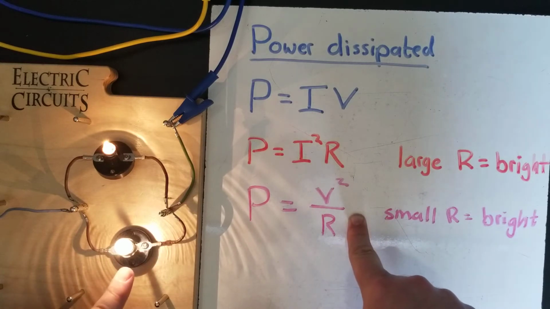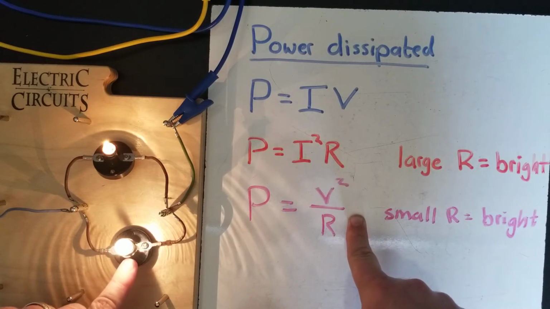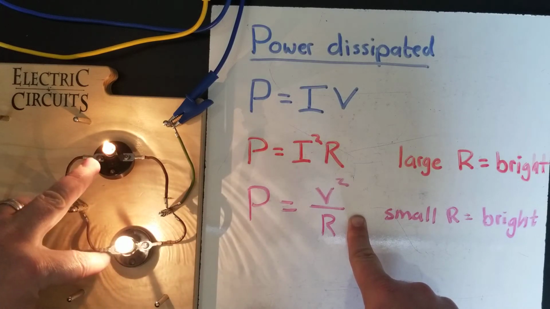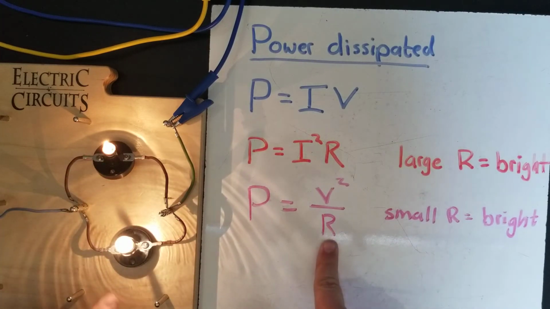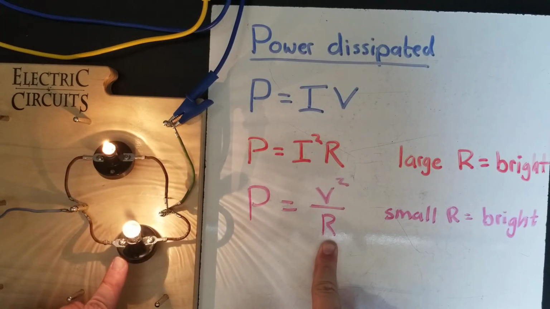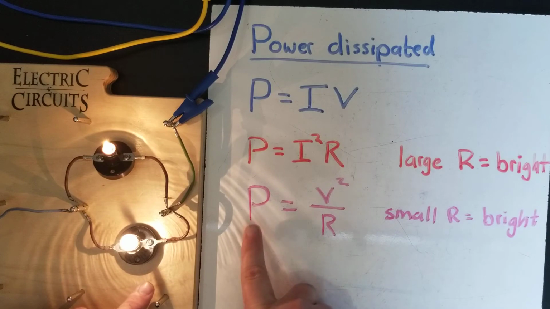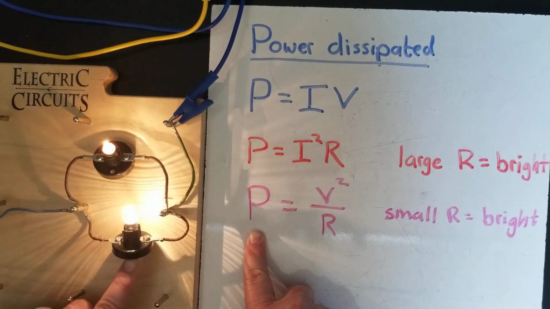I notice that this one is brighter, and so a brighter light bulb with the same voltage as a less bright light bulb, I can make the claim that the brighter light bulb has a smaller resistance. And so if V squared over R gives me the power, then if I take the same V divided by a small R, I get more power, more P, which shows up as a brighter light bulb.